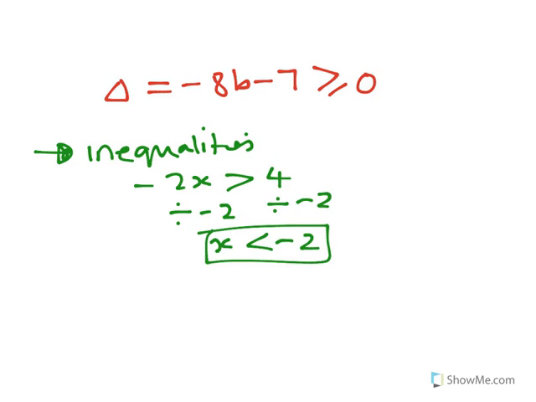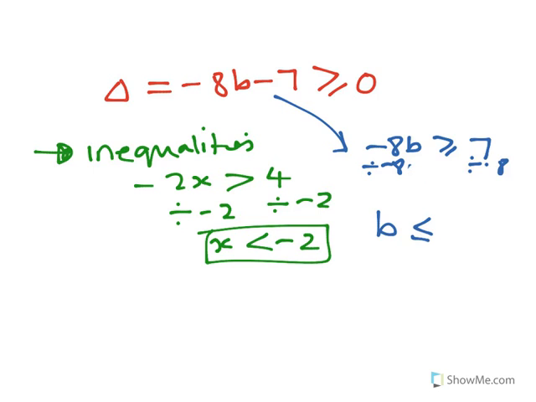So with this one here, minus 8b is greater or equal to 7. Now if I'm dividing by minus 8, dividing by minus 8, then that would mean that b is less than or equal to minus 7 on 8.